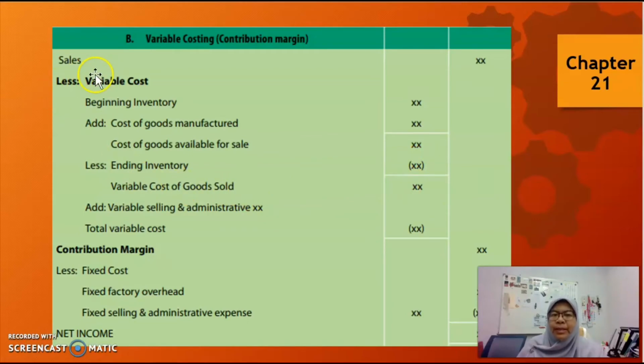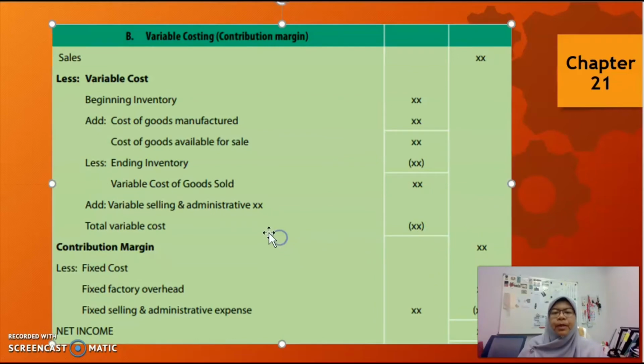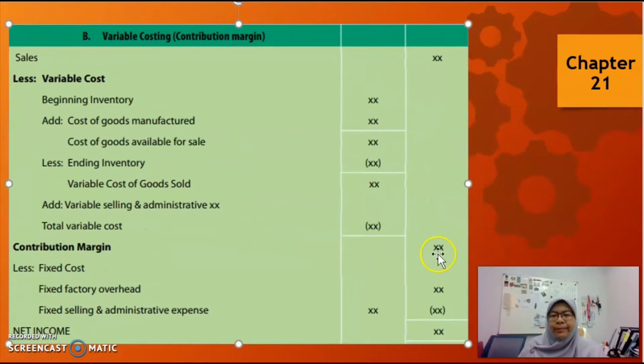Then, since this is the variable cost section, we take all the other variable costs that are given to us. So here we have variable selling and admin. We total up, and that is our total variable cost. So total sales minus total variable cost is your contribution margin. So the contribution margin formula is sales minus total variable cost.